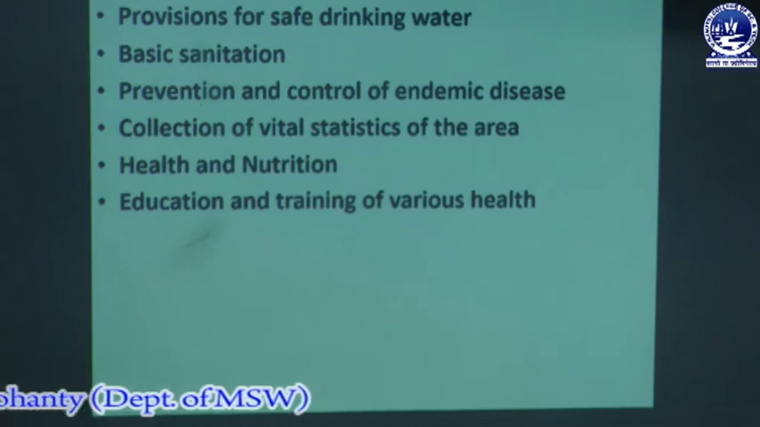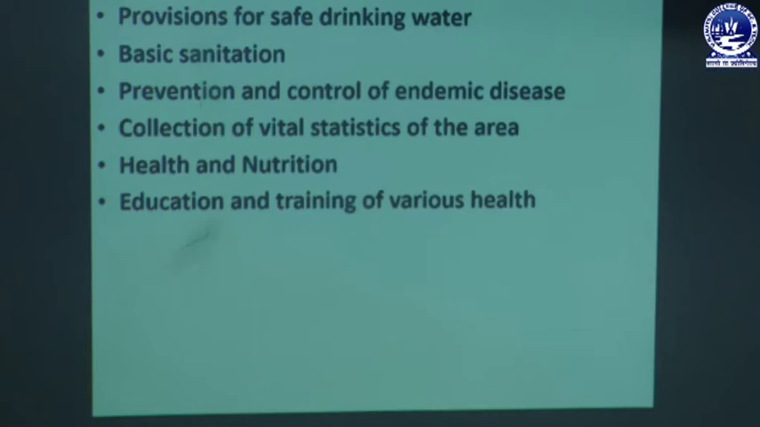Next is prevention and control of endemic diseases, which are not transmitted from one person to another very quickly or by direct contact. Endemic diseases are not epidemic, and do not spread from one person to another person, and the community health center has to prevent and control the endemic diseases.